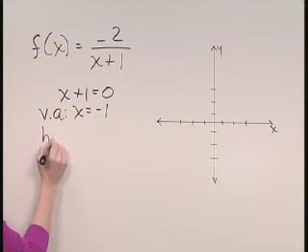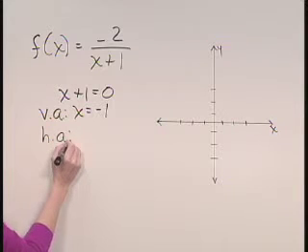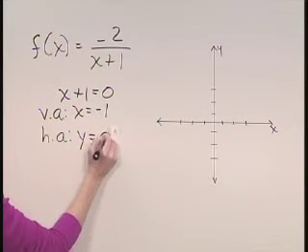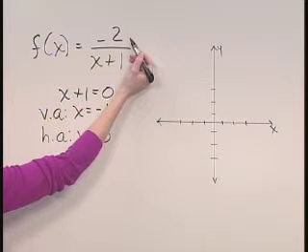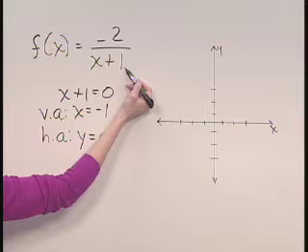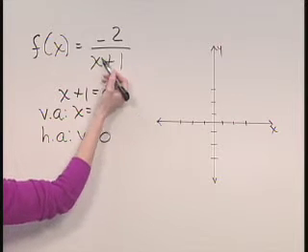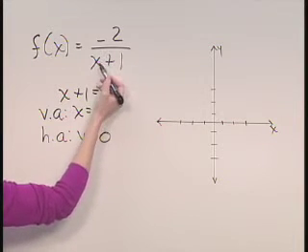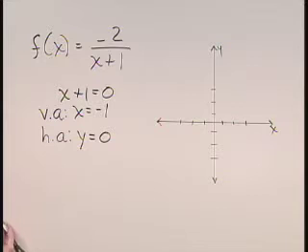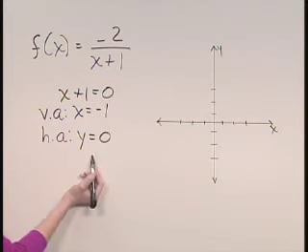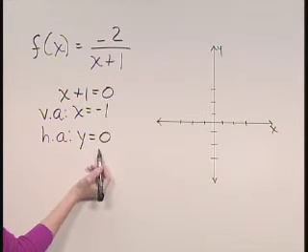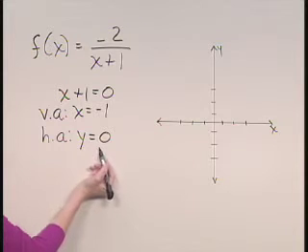Now our horizontal asymptote is going to be y equals 0, because you'll notice that the degree of the numerator, which in this case is 0, is less than the degree of the denominator, which in this case is 1. The degree of x is 1. So for that reason, our horizontal asymptote is y equals 0.